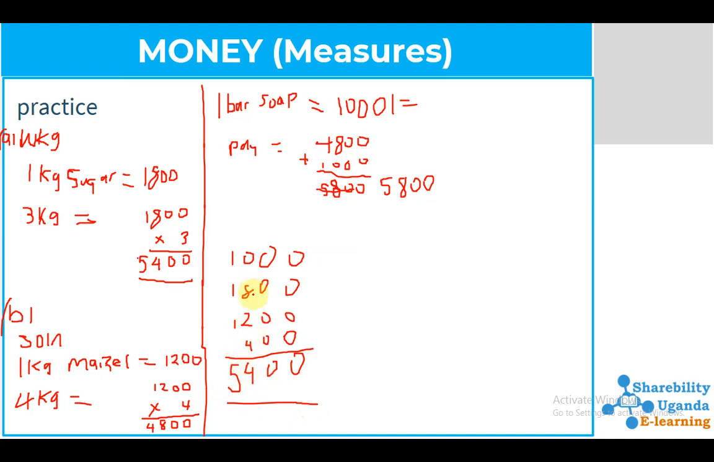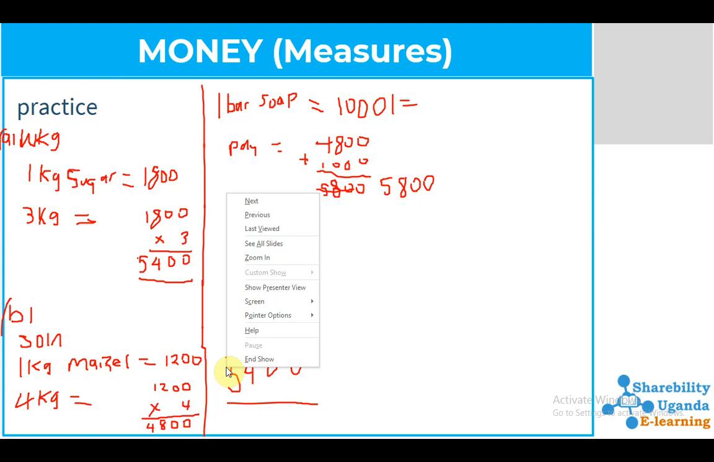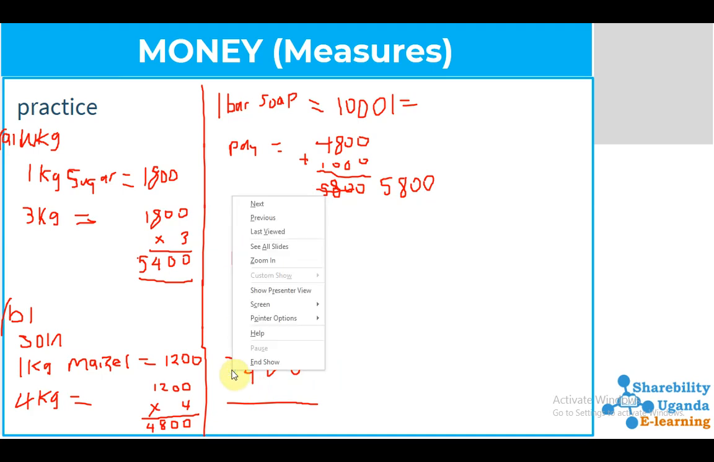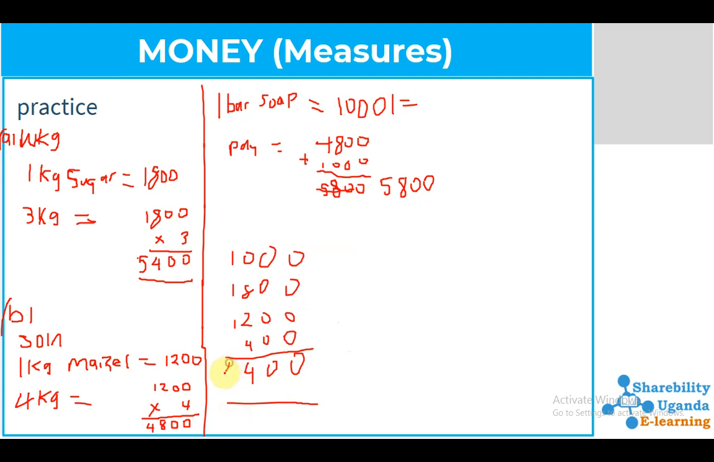Okay, this is 4. This is not 5, please. This is 4. Let me remove this. This is 4, because we are able to say 8 plus 2, that is 10, plus 4, that is 14. Right? 4 carry 1. So you can see he was able to spend 4,400.